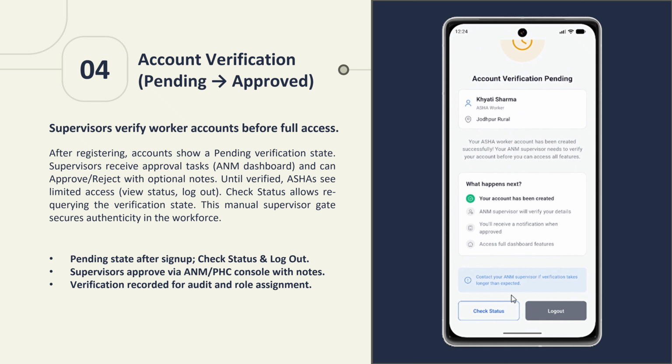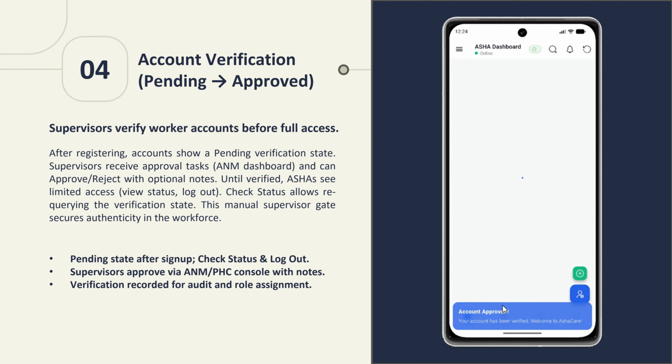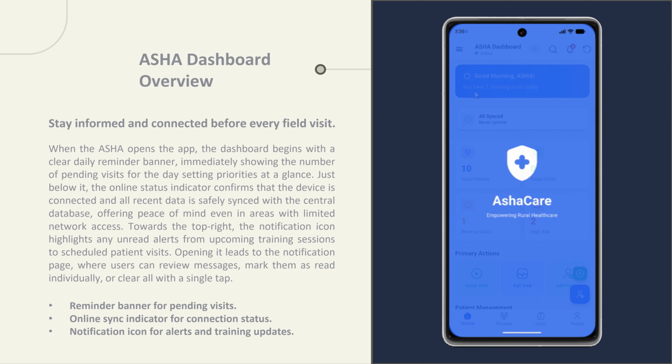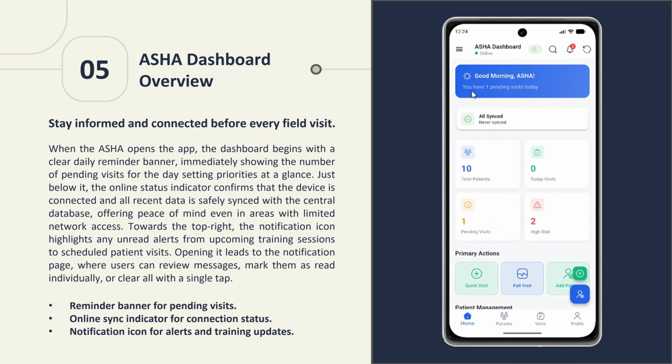Once the verification is completed by the supervisor, we simply need to click on the Check Status button. The profile is then updated automatically, approving our account and granting us full access to the Asha dashboard. At first glance, we are greeted with a quick reminder, which informs us that we have one pending visit for the day. On the top, it shows our online status confirming that we are connected to the internet and all the data is successfully synced with the database.